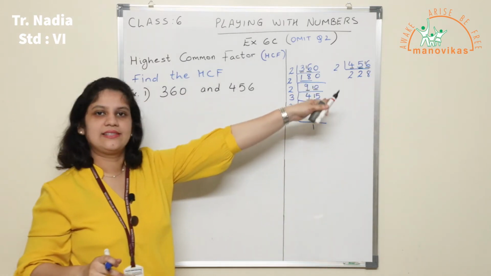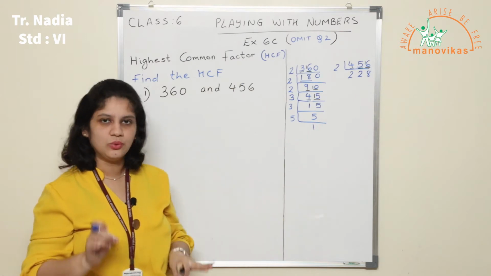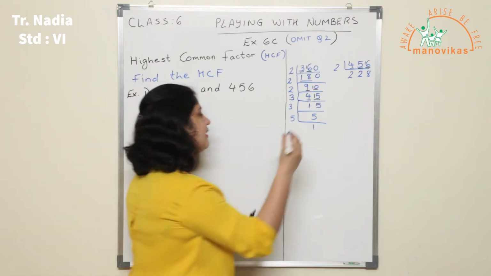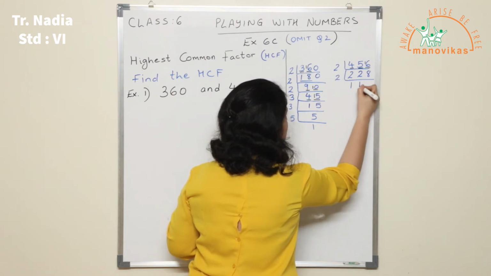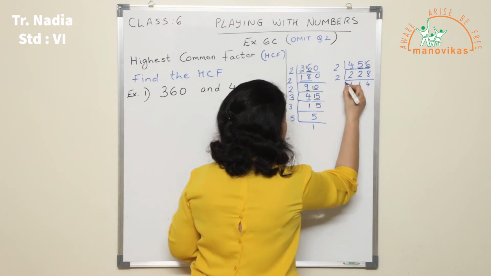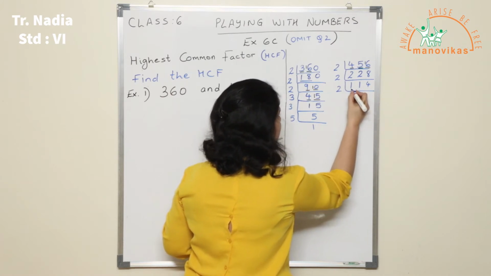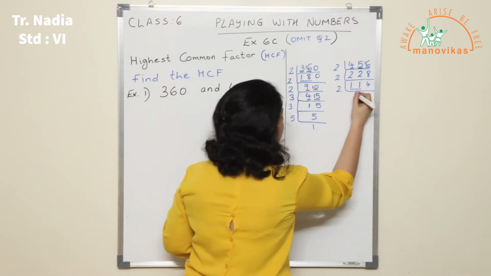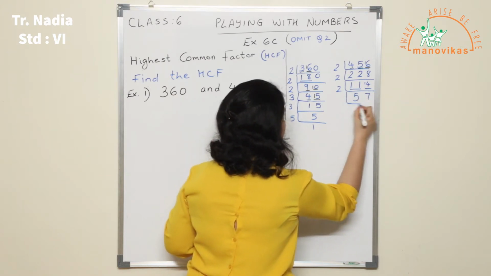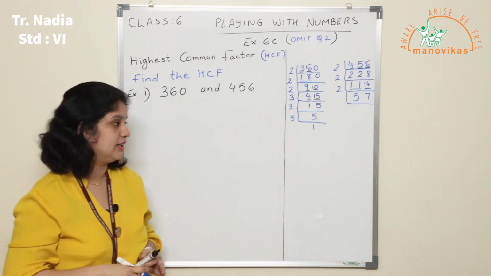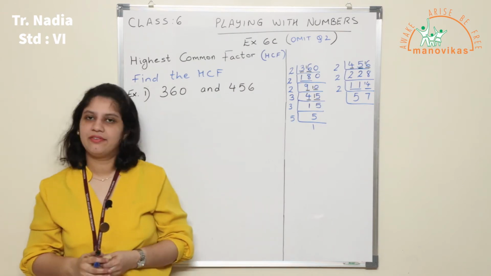Children, if you find this direct method difficult, please do the division on a rough paper. Again, I'm going to use the 2 table because it's still even. 2 1s are 2, 2 1s are 2, 2 4s are 8. Still the number is even. I'll take 11. 2 5s are 10. Extra 1 goes here. 2 7s are 14. Now the number is 57. It is odd. So let me try the 3 table.